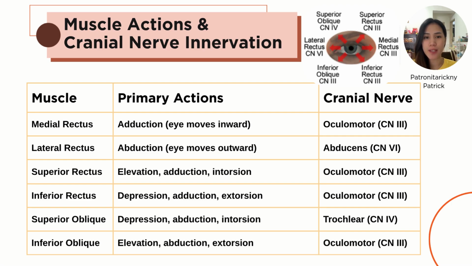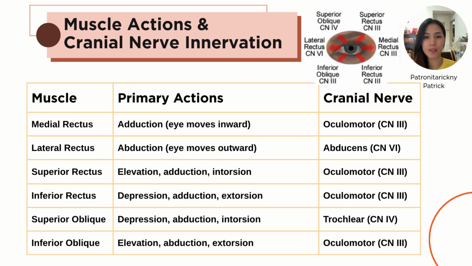Now let's explore the action of each eye muscle and the cranial nerve that innervates it. Understanding this is essential, especially when diagnosing conditions like nerve palsies. A is medial rectus. This muscle pulls the eye toward the nose. This movement is called adduction, innervated by the oculomotor nerve, cranial nerve 3. B is lateral rectus. Action: pulls the eye outward, away from the nose. This is called abduction, innervated by the abducens nerve, cranial nerve 6.